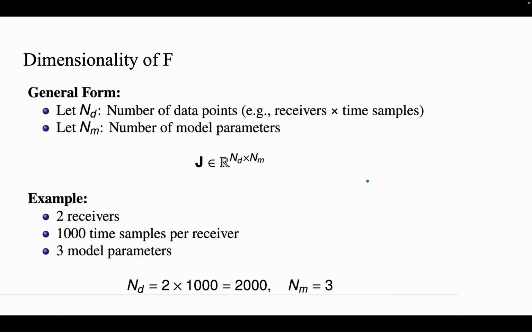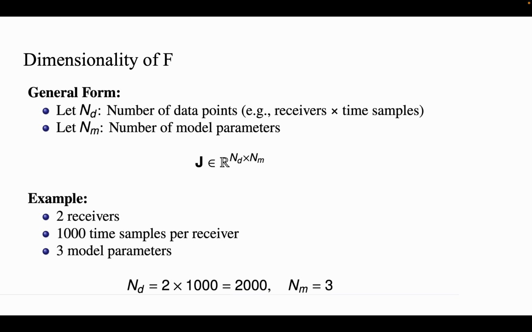So basically, in general, what we can say is the number of data points is equal to receivers times time samples, and the number of model parameters. So the Jacobian, which is basically a derivative function, which we will look at in the next lecture for why it is very important, will belong to the set of real numbers. In matrix form, it will be nd cross nm, where d corresponds to data points and m corresponds to model parameters. So we have two receivers, 1000 time samples per receiver, 3 model parameters. So nd will be 2 times 1000 equals 2000, and nm, since we have said 3 model parameters, will be 3. So J will have a size of 2000 cross 3, right?